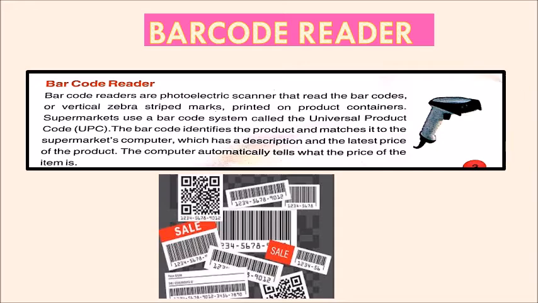Supermarkets use a barcode system called Universal Product Code. The barcode identifies the product and matches it to the supermarket's computer, which has a description and the latest price of the product. The computer automatically tells what the price of the item is.